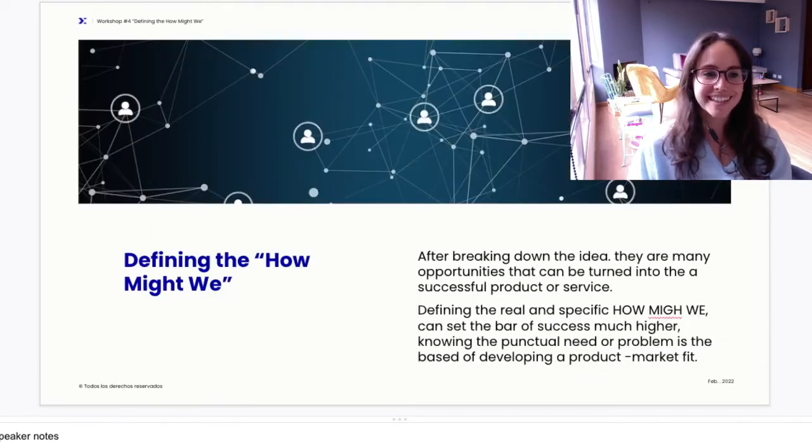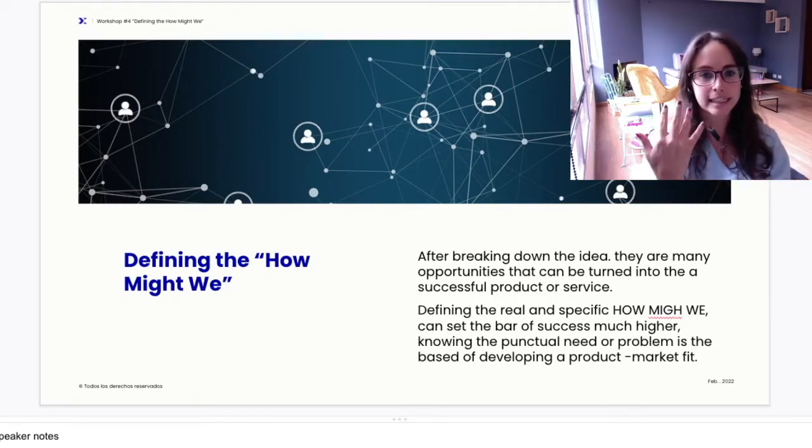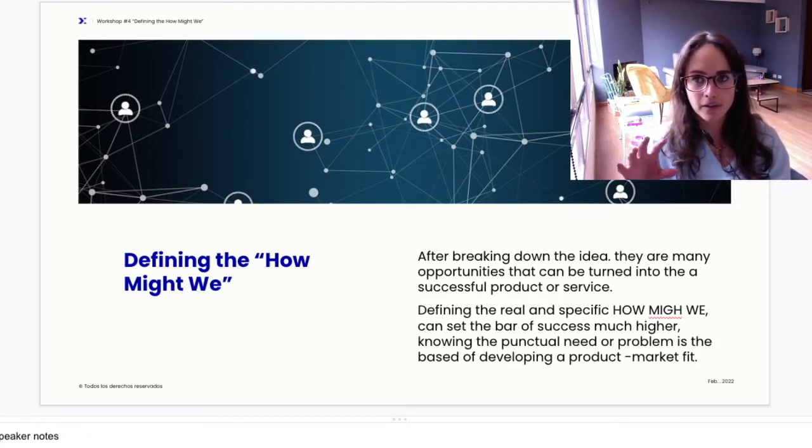So now this workshop, again, is about taking all this information, structure, and ideas we established, and bringing it to a specific need that is the biggest challenge our solution is going to solve with this idea.